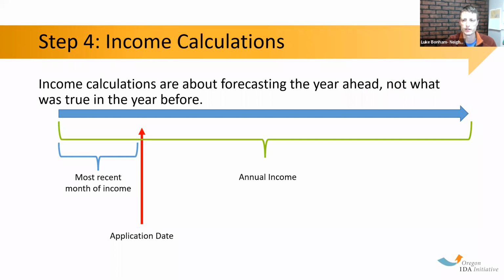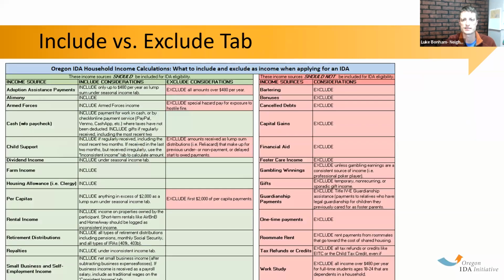I won't go into it here, but it's important to read through the last tab on the calculator, which is the Include versus Exclude tab, to get all the details of what counts for IDA eligibility. For example, there are detailed considerations for SSI, cash, full-time students, unemployment, and more.